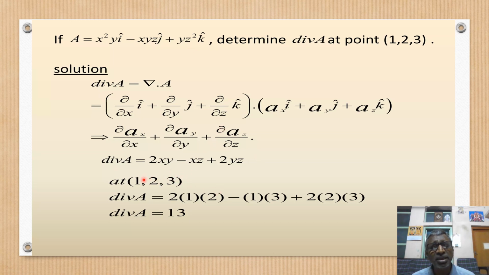Now we have to calculate the divergence at the point 1, 2, 3. In the above expression you substitute 1, 2, 3 for x, y, z, and it will come to around 13. So note that divergence is a scalar point function.